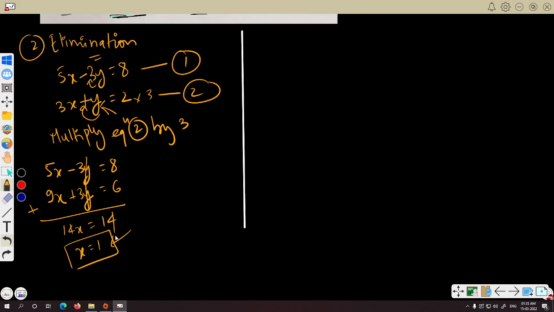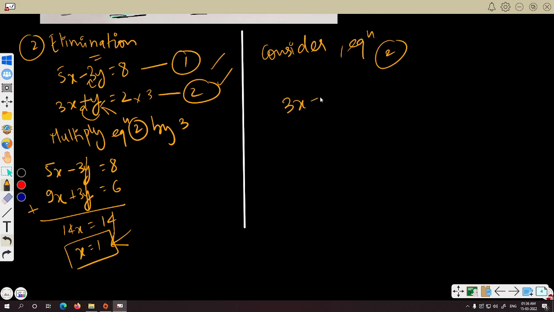Fine. Now see, I have the value of x. I need to find y. So how to find this? We have two equations, equation 1 and 2. In any one of these two equations I will put x is equal to 1. I'll consider equation 2.